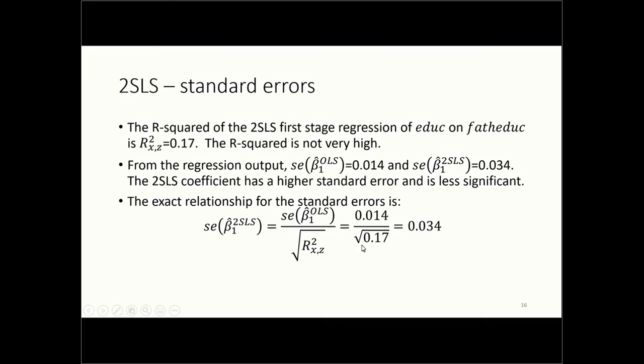So again, if we don't have a strong relationship between the endogenous variable education and father's education, that results in a low R squared. Because this low R squared is in the denominator, it basically inflates the standard errors of the two-stage least squares coefficients, and it makes them less significant. So again, even though we're correcting for the endogeneity, which we definitely have to do to get unbiased coefficients, the drawback is that we would have higher standard errors and less significant results.